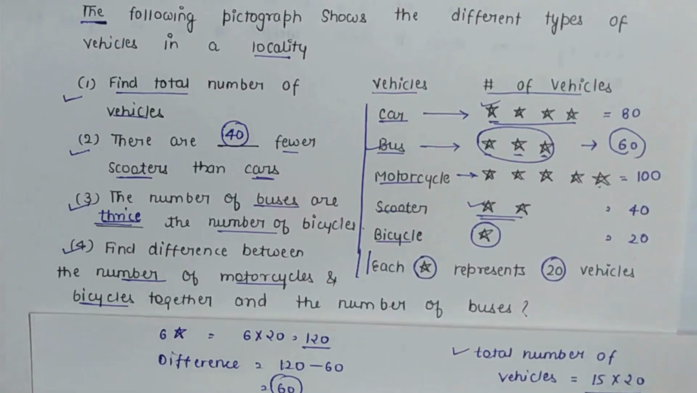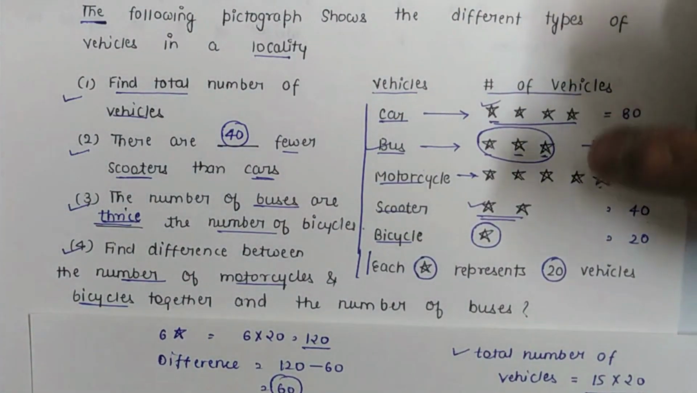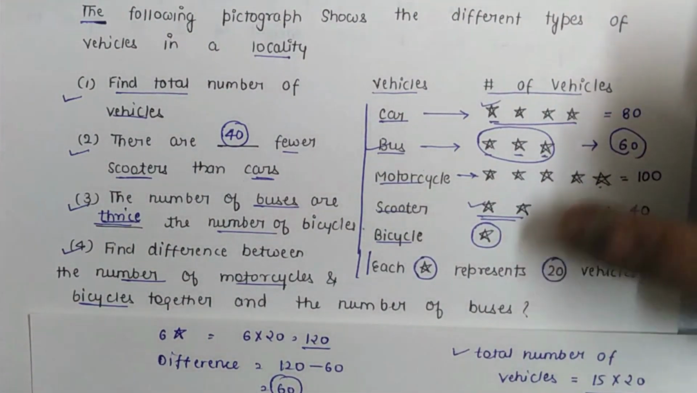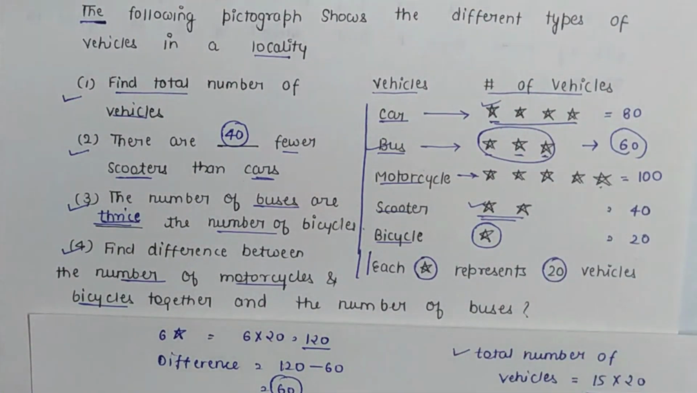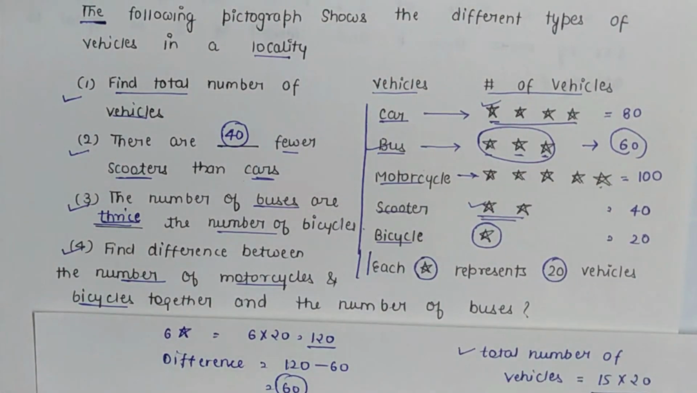Or you can also do one more thing: you can count the number of motorcycles and bicycles as 6 stars, and then subtract the 3 stars of buses, so you will get 3 stars. If you multiply 3 stars by 20 vehicles per star, 3 times 20 is 60. That way also you can get this. Whichever way feels more comfortable, that way you can try.